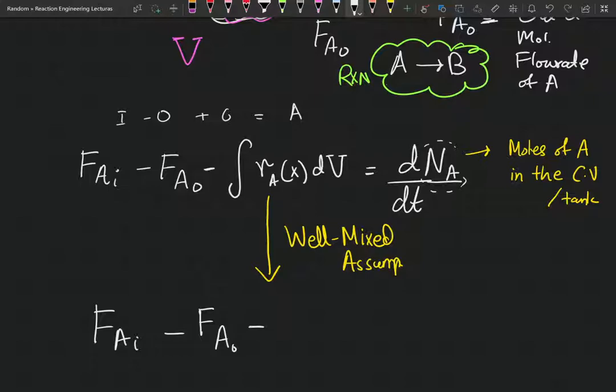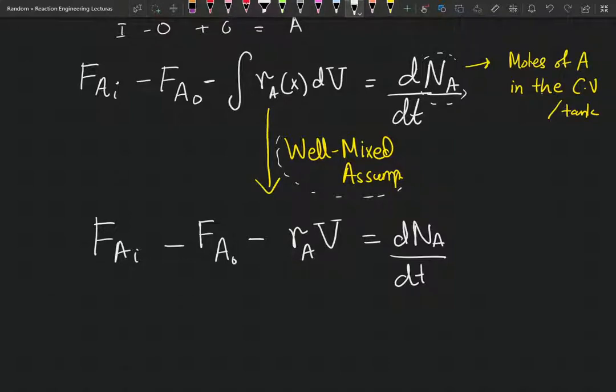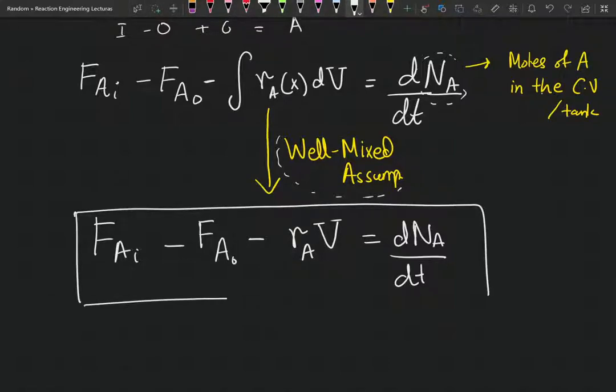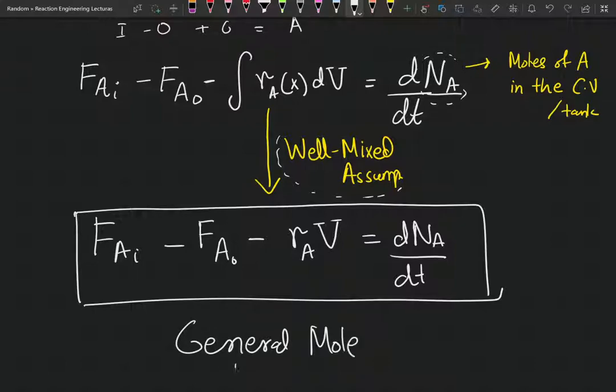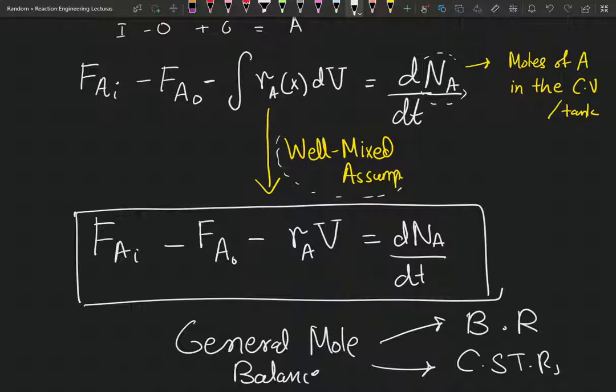For almost every ideal reactor to which you're going to apply the integral balance, you're going to be using this approach: RA times V equals dNA/dt. And that right here, ladies and gentlemen, is the general mole balance. Keep that in mind. And this is applicable to batch reactors and CSTRs.